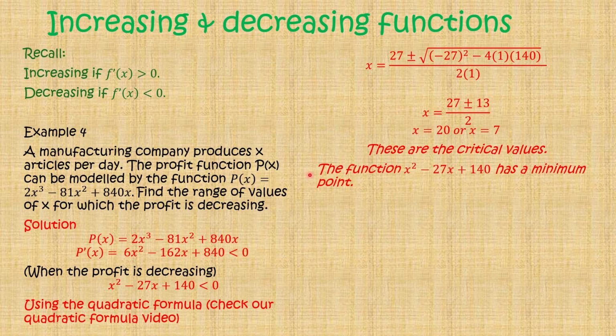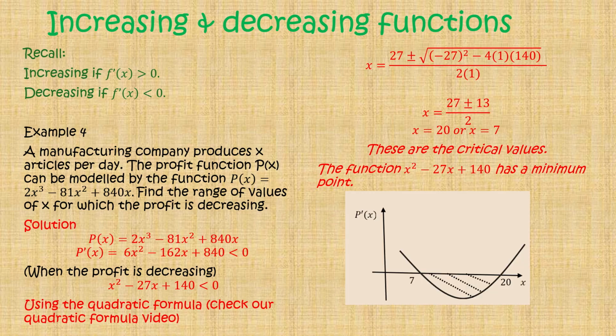Therefore, the function x squared minus 27x plus 140 has a minimum point. You would know from the sketching quadratics graph video how we determine this. If we sketch the graph, we are going to have a graph of this particular nature where the P prime of x is negative when we have x values that are between 7 and 20. So this is how we would solve this particular question.